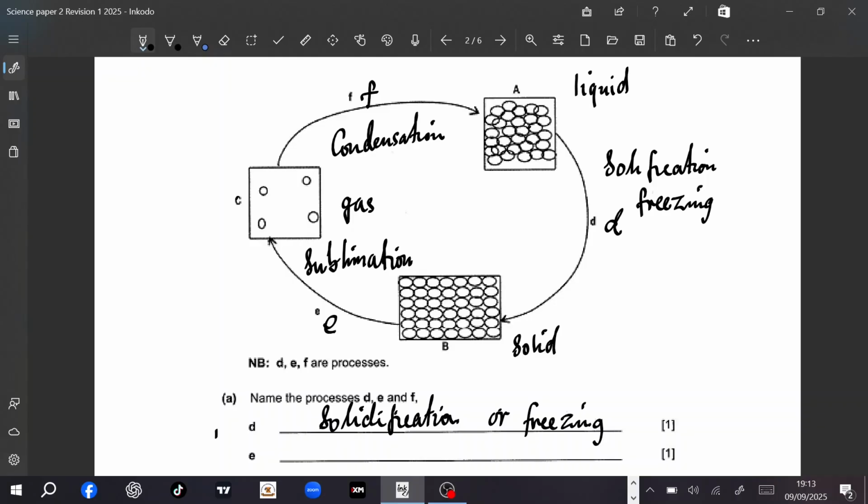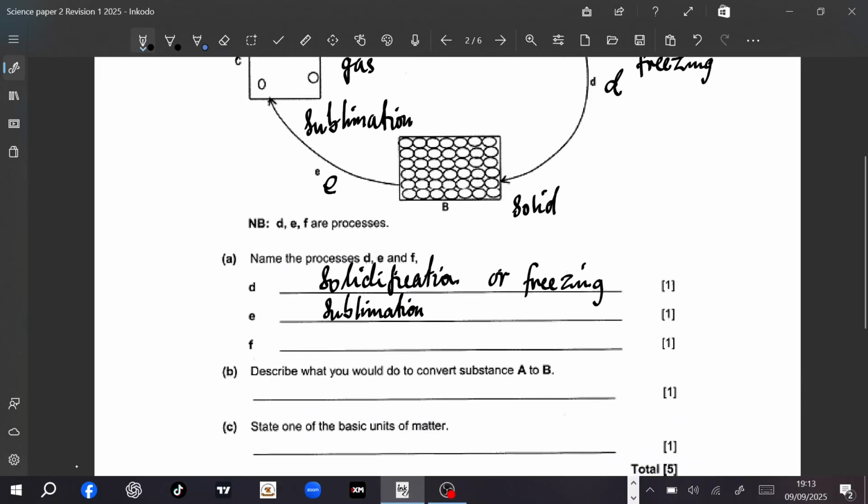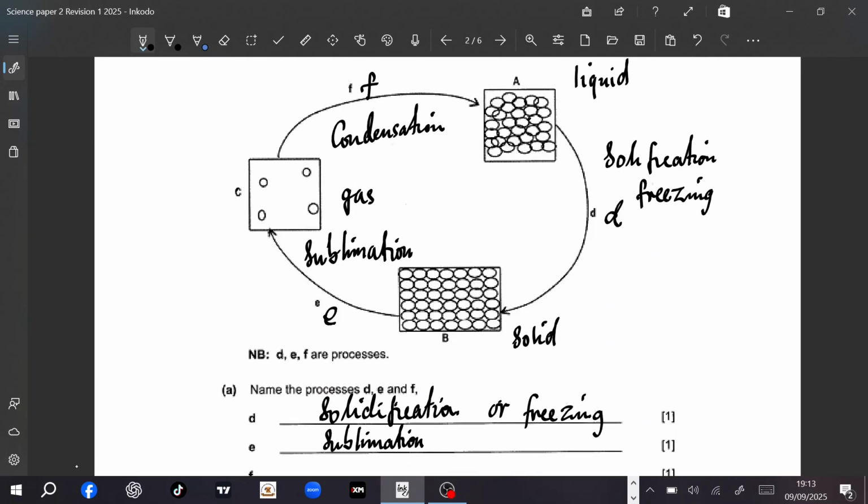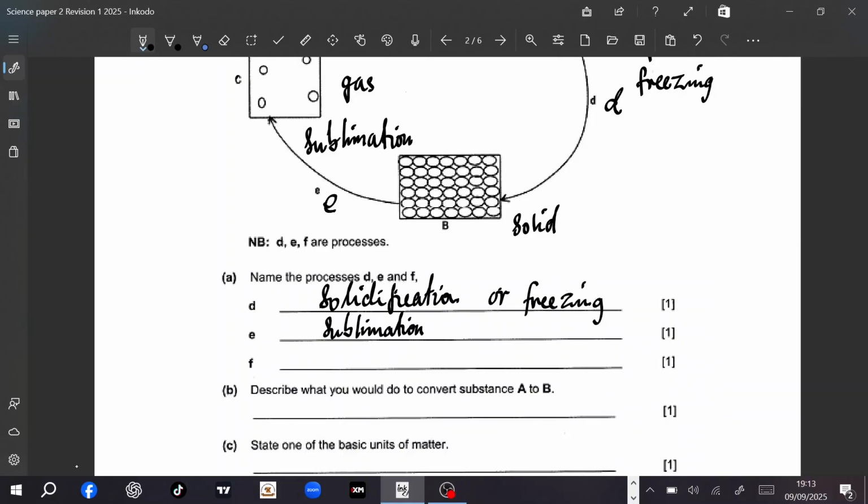Then if we come to E, E here is sublimation, from solid directly into gas. That is sublimation. Okay? Then F, from gas to liquid, we said condensation.